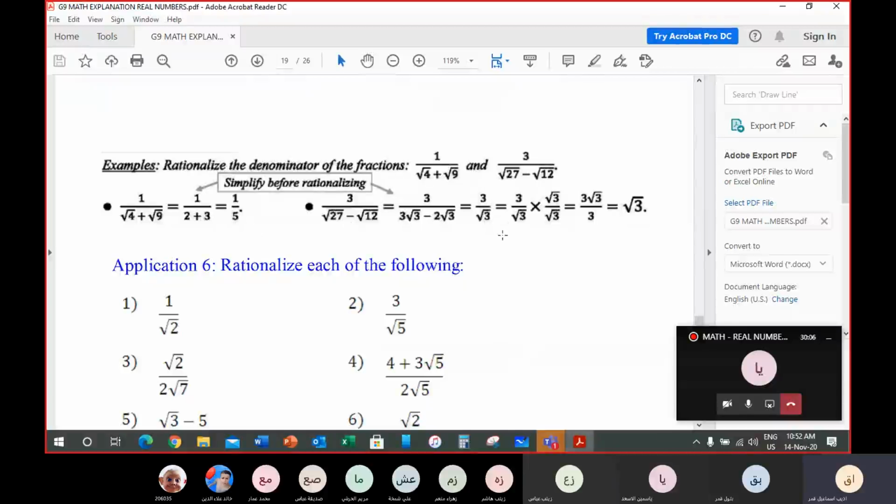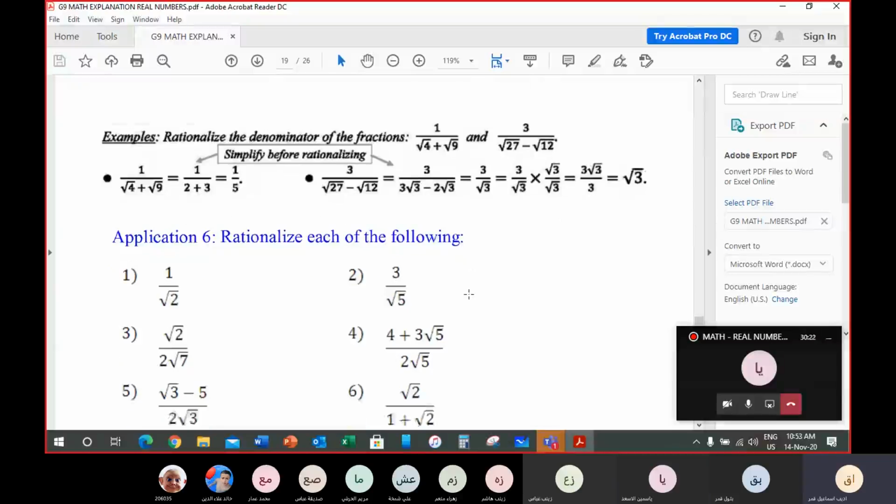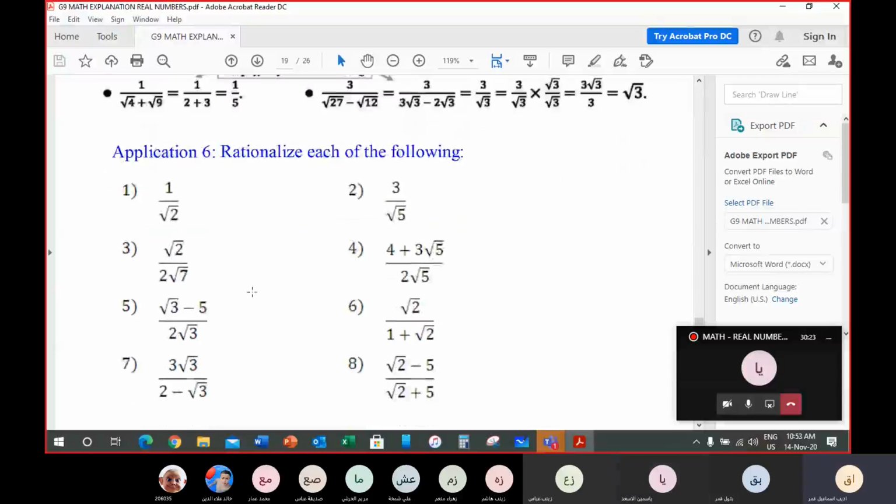How to rationalize this? We multiply the numerator and the denominator by radical 3. We get in the numerator 3 radical 3 and in the denominator 3. And the answer is radical 3 after simplifying 3 by 3. Okay, this is as a revision. We go back to the application.